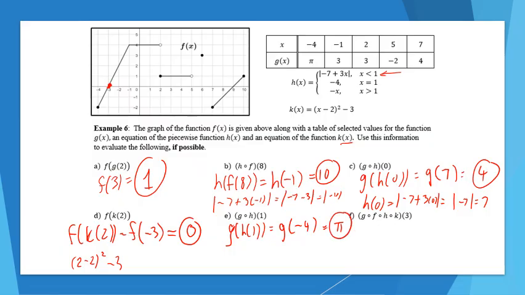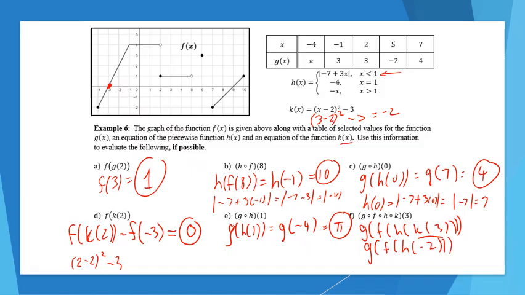And then finally, F. Here, let's start from the inside out. So g of f of h of k of 3. Oh, wow. Let's first find k of 3. So k of 3, we plug it in here. 3 minus 2, that's 1 squared, which is still 1. Minus 3 is negative 2. So now we have g of f of h of negative 2.